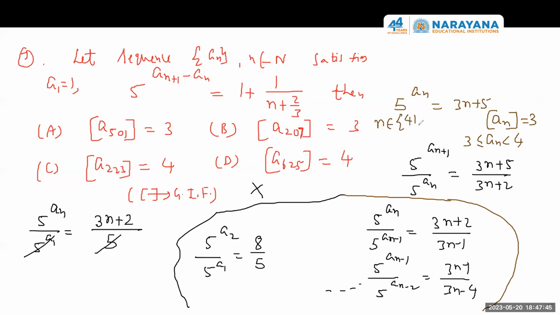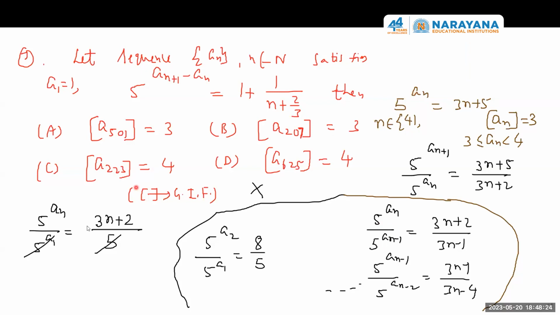Sir, there 5 power an plus 1 should be there, no, sir? Again, you have not observed this. I am not taking this term, I am starting from here. I have multiplied the terms that I have left out, within this block. Is that okay? Sir, we got 5 power an as 3n plus 2, so 5 power an plus 1 will be 3n plus 5. Yes, that's fine. I'm only writing 5 power n only.